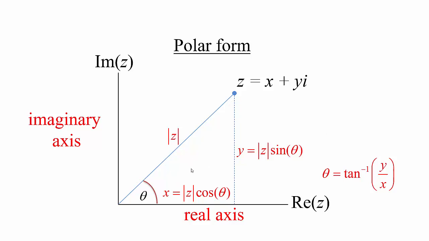Now, with a bit of simple trigonometry, if we specify the angle to be theta in this right angle triangle, then using properties of trigonometry on the right angle triangle, we can say that the horizontal component, which is this one, is equivalent to the magnitude of z times the cosine of the angle, and the vertical side of the triangle is the same as the magnitude of z times the sine of the angle. To work out the angle theta, we know that tan theta is y over x, so the angle theta would be inverse tan or arctan of y over x.